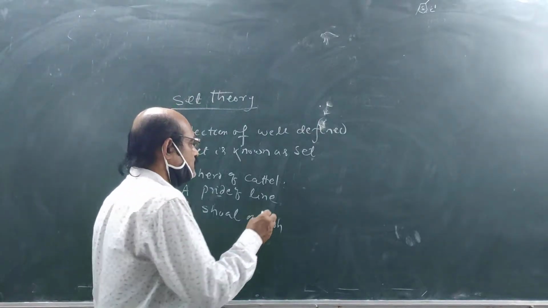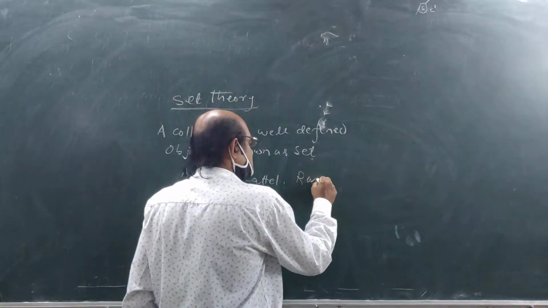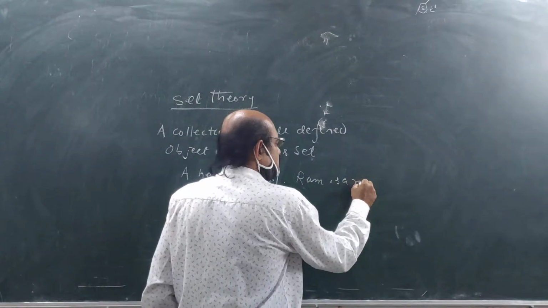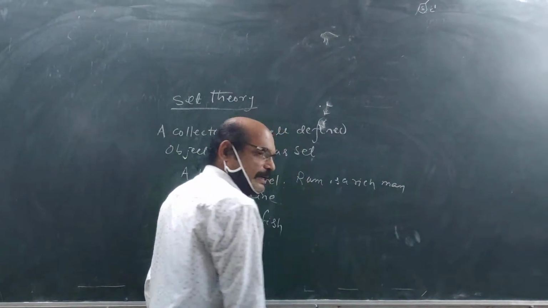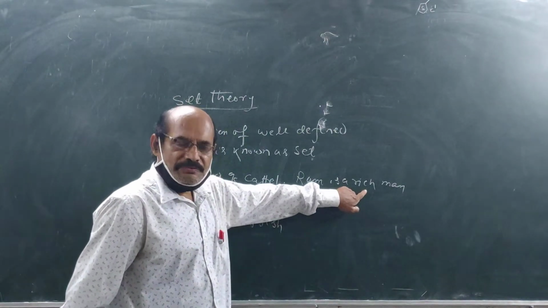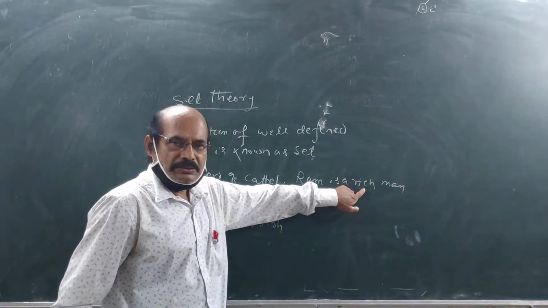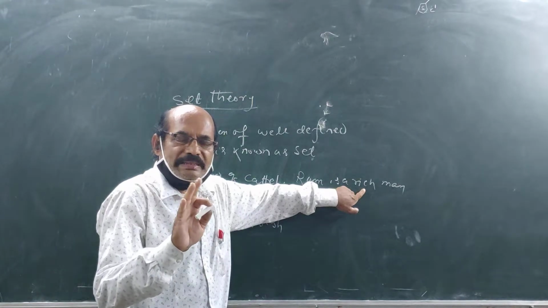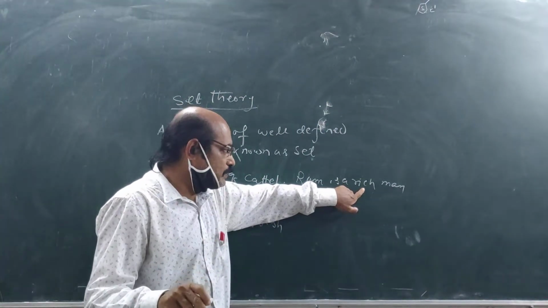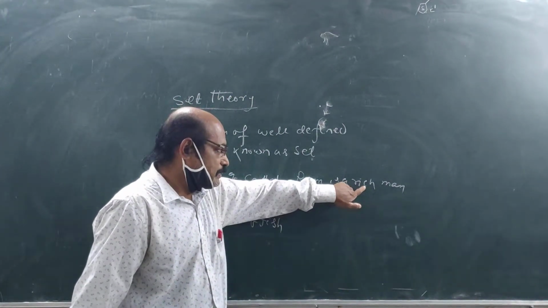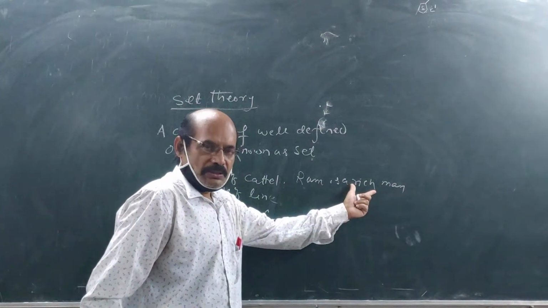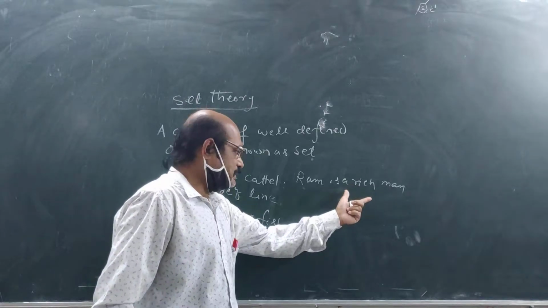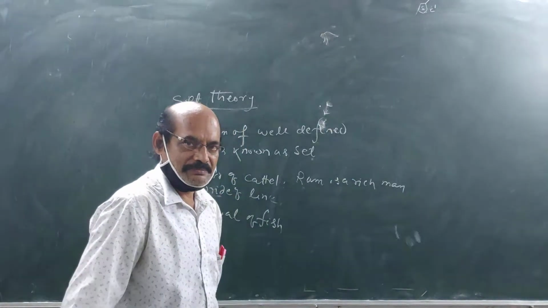For example, Ram is a rich man. Here we cannot define rich. That means there is no measuring yardstick to measure the term rich. So this is not a collection of well-defined objects. Rich is not defined.